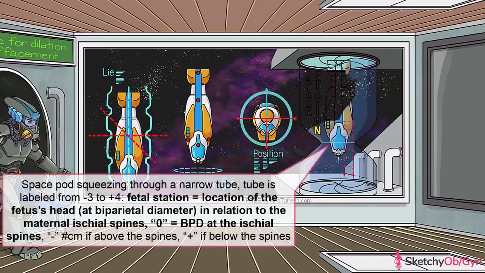Lastly, fetal station is the location of the fetus's head at the level of the biparietal diameter in relation to the maternal ischial spines.